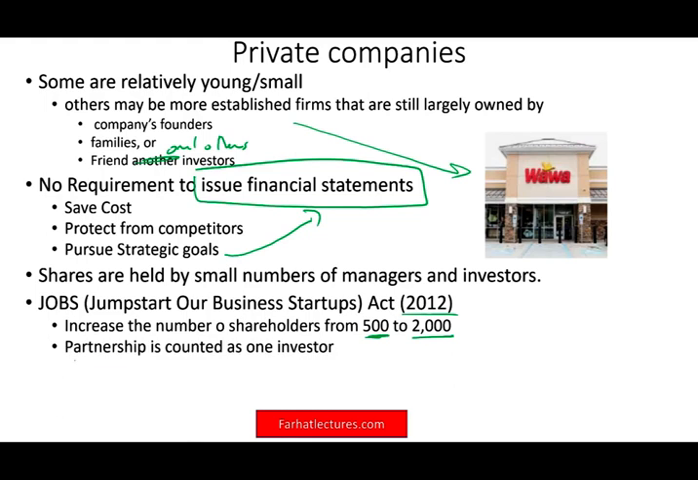Also, what they did is partnership. For example, a partnership could have 10 investors, and it's counted as one investor. So you could have 10 people form a partnership, then invest in a private company. Companies were also allowed to engage in crowdfunding. They can raise money without going through the SEC.